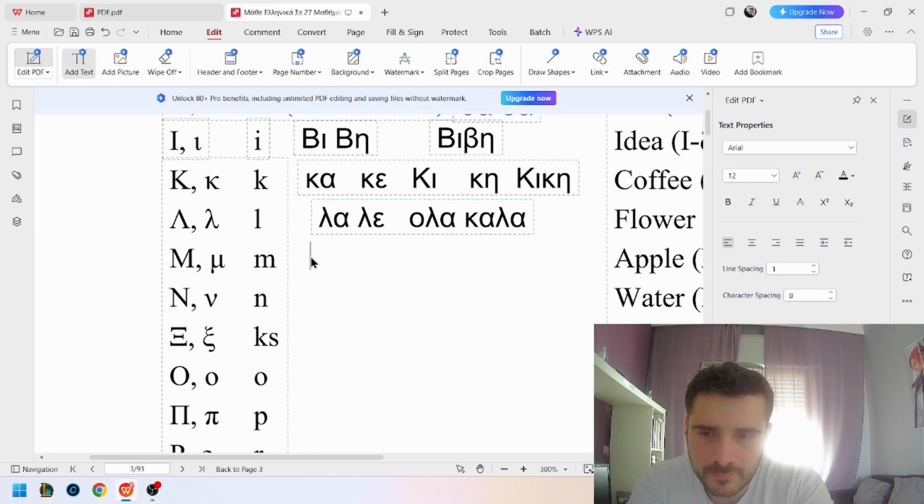Mu. The uppercase is easy to remember. It's like the English M. The lowercase, you draw a U and then you draw a line to the left. So if I write this word here, you will read it as mama.